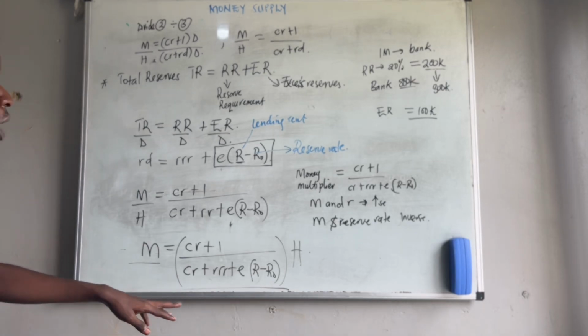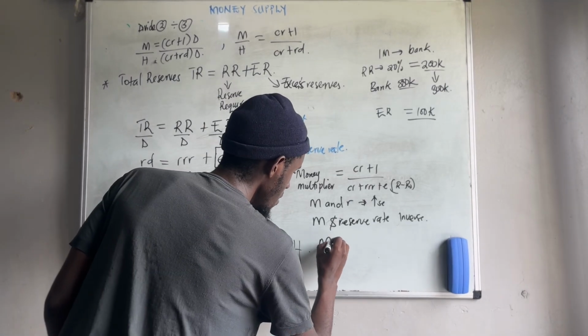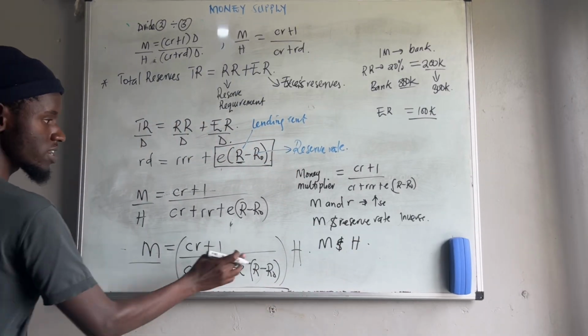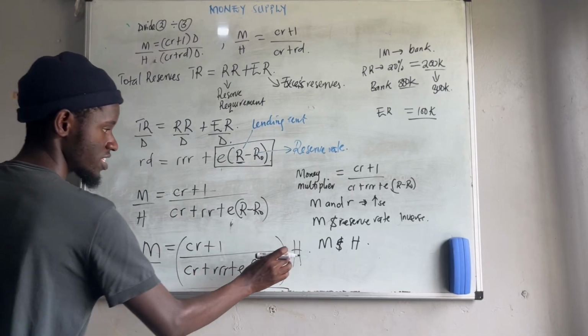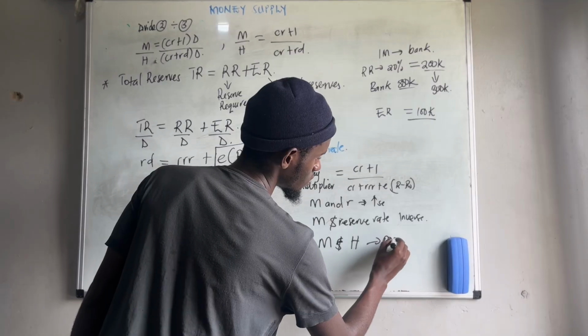Now, let's talk about high powered money H. M is money supply and H is high powered money. M and H have a positive relationship. As M increases, high powered money has to increase, and as H increases, M has to increase. They both have a positive relationship.